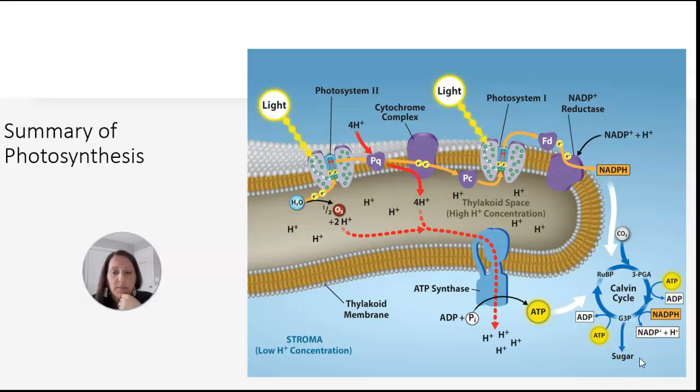Okay, and so again, our 3 reactant molecules are water, light, and carbon dioxide. Our products shown here are oxygen, sugar, so that would be glucose. And some products that we don't talk about in our general formula: we do regenerate RuBP. We also have NADP plus and ADP. Those are still considered to be intermediate products.